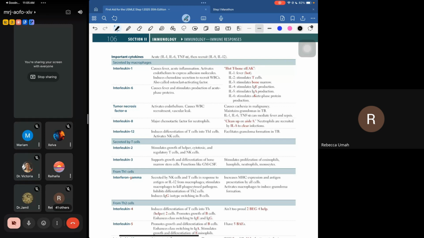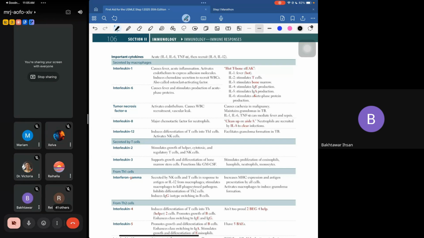I cannot tell you how important this page is. Very, very important. Please keep this in mind. Interleukins are the ones that are secreted by one cell and act on the other one. Is that clear? Can you please repeat this line?